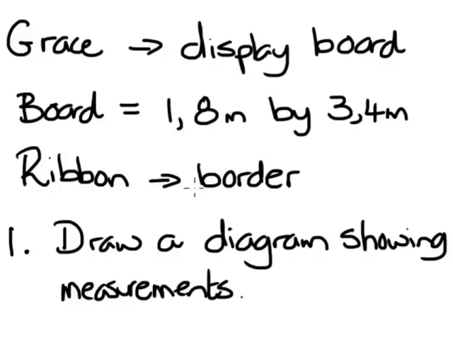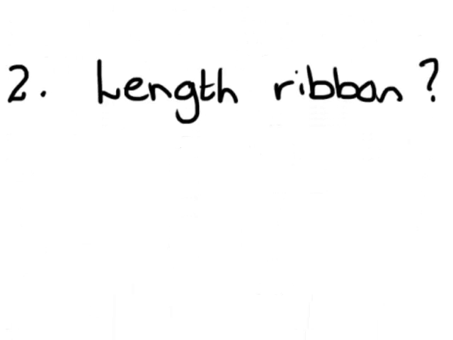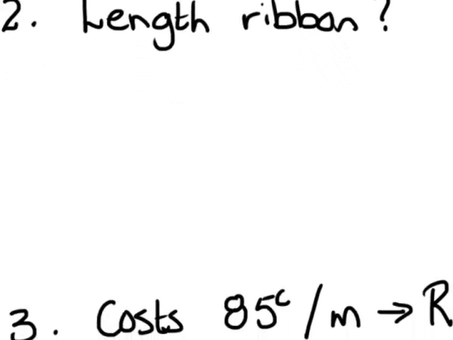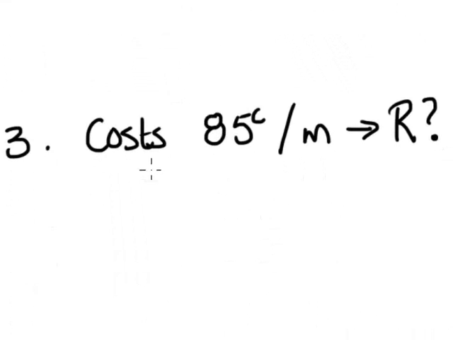She needs to add a ribbon border around the entire display board. The first thing I want you to do is to draw a diagram showing the measurements. When you've done that, I want you to calculate the length of ribbon that she needs. And then the last question, if the ribbon costs 85 cents per meter and it can only be bought in whole meters, how much will the ribbon cost in rands?